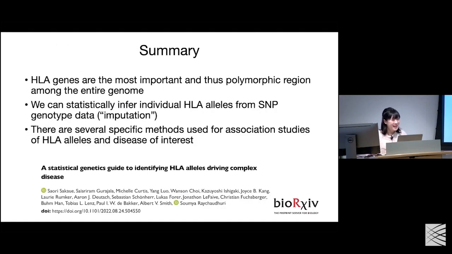So to summarize, I think I have convinced you that HLA genes are one of the most important and polymorphic regions among the entire genome, and we can statistically infer individual HLA alleles from SNP genotype data by using statistical magic, or imputation. And there are several specific methods like the omnibus test or the conditional haplotype test used for the association studies for the HLA alleles in the disease of interest. And these kinds of methods are summarized in our manuscript, which is now available at bioRxiv and soon in press at Nature Protocols.